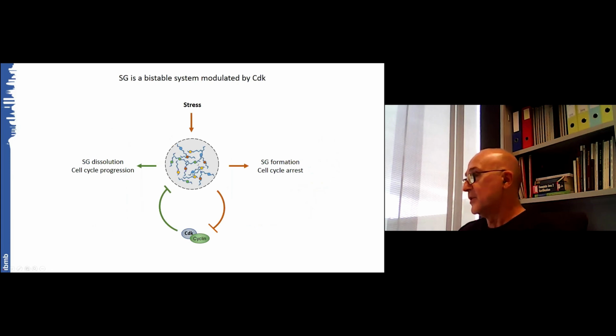So this is the result. We think that for stress granules and for many other systems, having bistable kinetics could help them to become switches, not just in this case for stress granule formation, but also for cell cycle arrest.